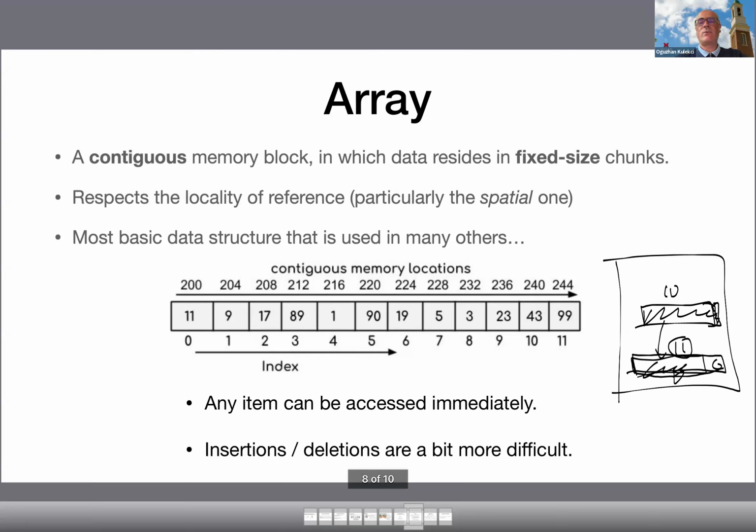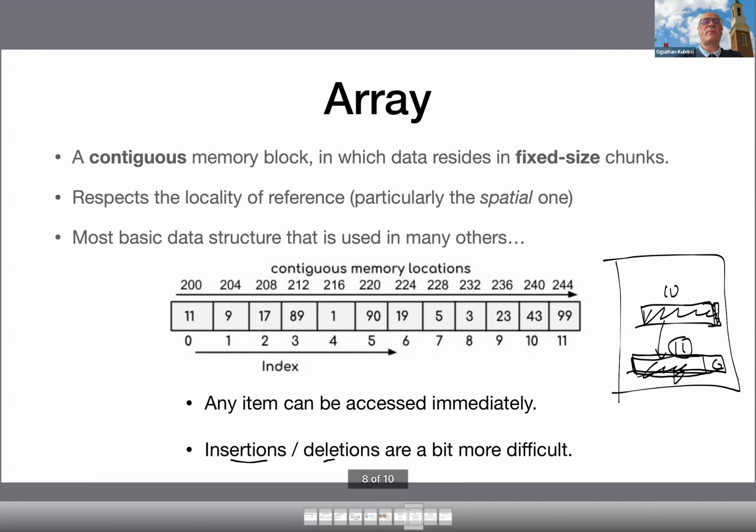That is why if you would like to insert or delete something in an array, it causes a lot of operations in the background. So arrays are not good for insertions or deletions, but they are very good for random access. If you would like to access the kth item in an array, you can compute its address immediately and go and read it from there.